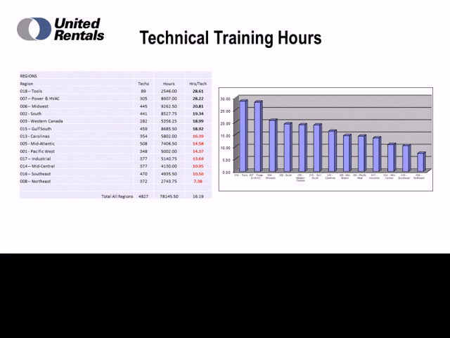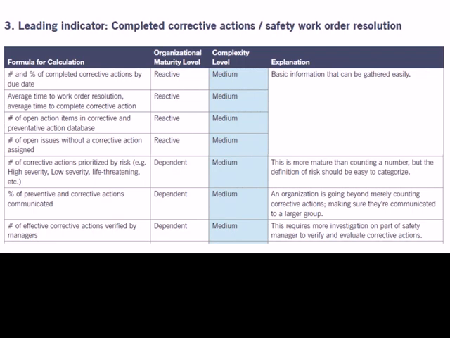So we have another example here from the paper, and this leading indicator category is on completed corrective actions and safety work order resolution. So once again, including an excerpt from the table. It's not the entire table, but I just wanted to give you guys a good idea of what is included here. Now, interestingly enough, none of the metrics that we listed in this table are at a low complexity level. They were all medium, but different levels of maturity.